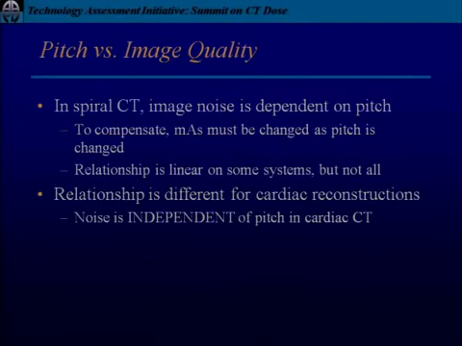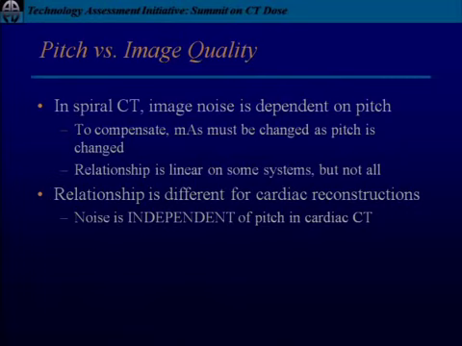The relationship is the exact opposite in cardiac. In cardiac, your noise is independent of pitch because in cardiac, you want that 180 degrees of data, no more, or you'll mess up your temporal resolution. And so it doesn't matter if the pitch was stretched out or thin, you're going to use 180 degrees plus fan angle of projection images, so pitch no longer affects noise.